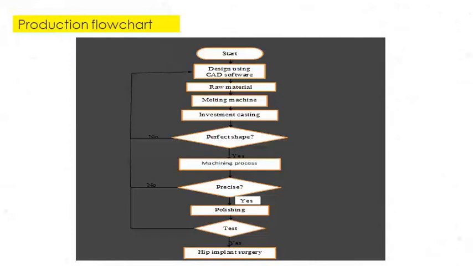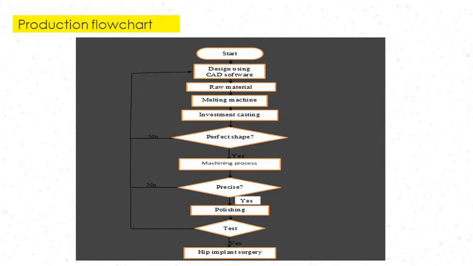Raw material moves to the melting machine, then to investment casting. After investment casting, we consider whether it has the perfect shape or not. If not, then go back to design. If yes, go to the machining process.